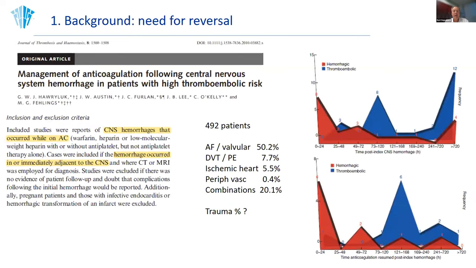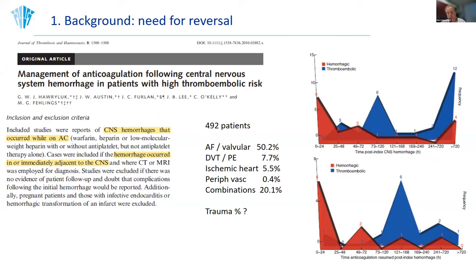And to set the scene a little bit, this is a systematic review by Greg Horiluk and his colleagues. This is not just on trauma, it's all intracranial hemorrhages he collected in literature. It's from a couple of years ago. On the top right-hand side, you see the complications, hemorrhagic in red and thrombotic in blue. And you see that hemorrhagic complications, when they occurred, in the majority of these patients occurred quite early, before day three, in the first 72 hours. And when there was a thromboembolic complication, in about half of the patients it occurred later, but also in half of the patients as early as day 3 to 5. So we should remind that.